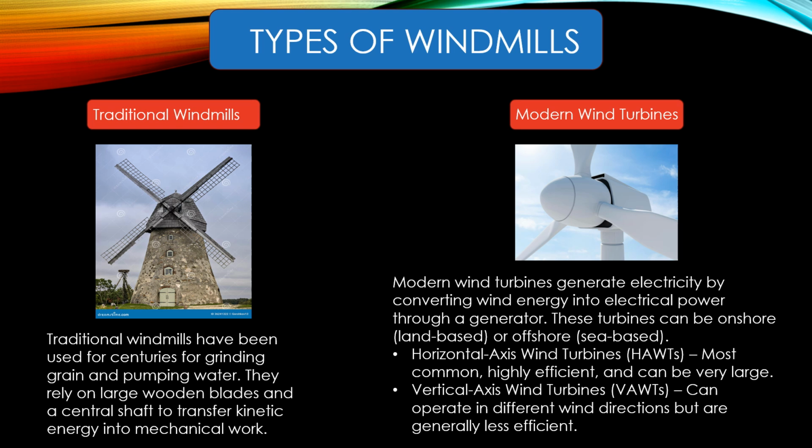These turbines can be onshore, land-based, or offshore, sea-based. Horizontal axis wind turbines are the most common, highly efficient, and can be very large, and the vertical axis wind turbines can operate in different wind directions but also generate less efficiency.